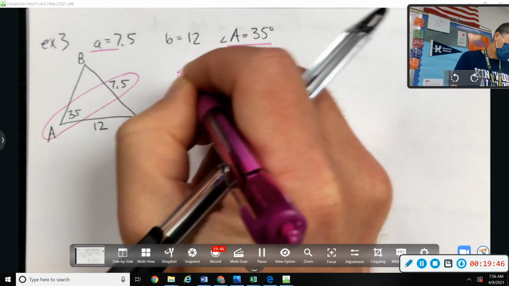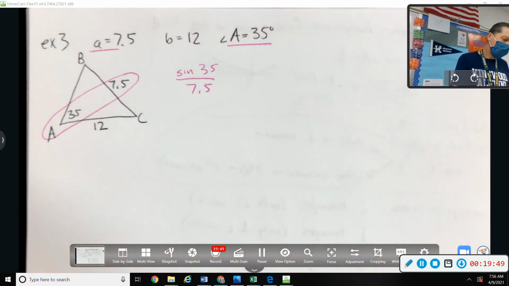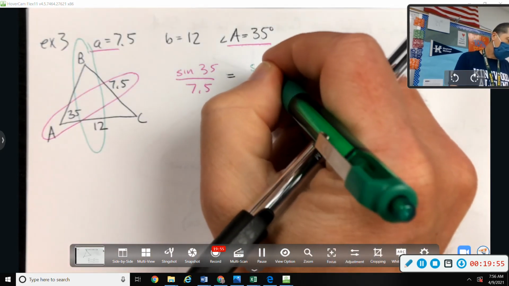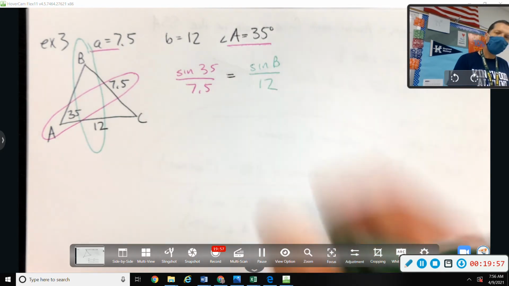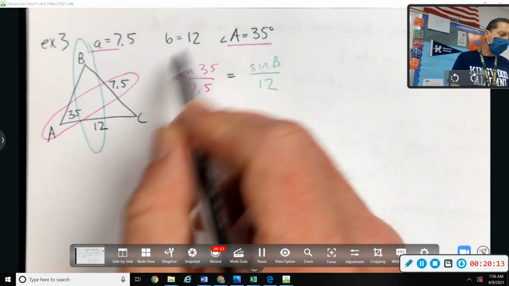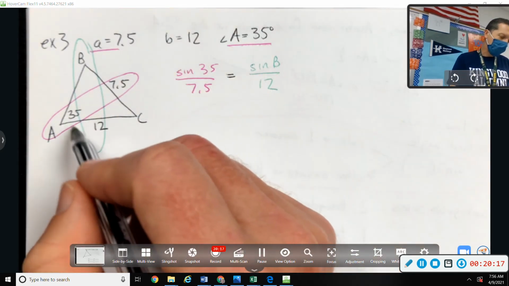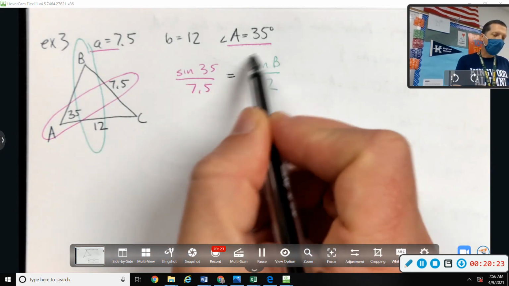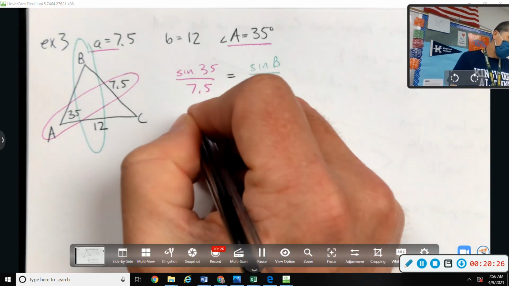Sine 35 over 7.5 equals sine of B over 12. Here is where I would recognize that, wait a minute, this is a potential issue. Anytime you're doing inverse sine, there's two possible answers, and that may lead to two possible triangles. So this is where I recognize that there could be a problem. I don't usually look and say, oh, it's angle side side, therefore ambiguous case. I just work the problem and know that if I have to do inverse sine, then I better be real careful.